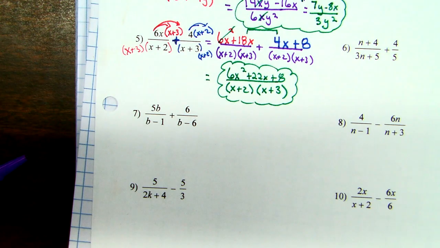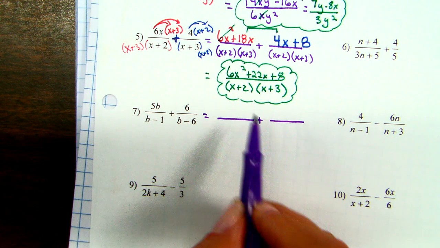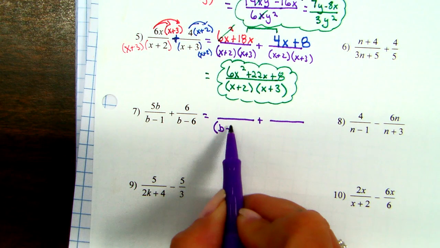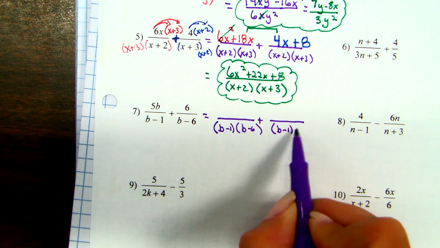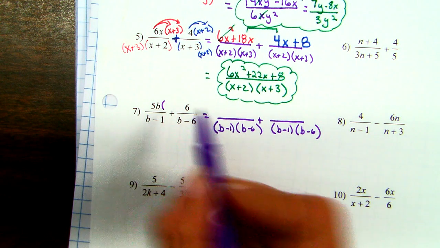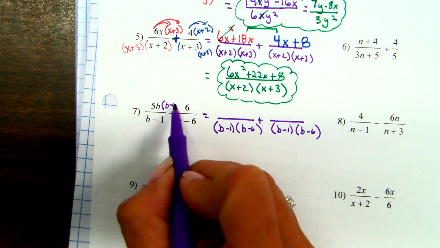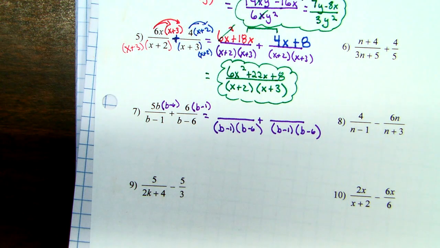Same thing with 7. Still no factoring. This is almost identical to number 5. Look at those two denominators. I need to have both of them represented in my denominator, my common denominator. I'm going to multiply my first numerator by b minus 6, right? And my second denominator by b minus 1. Whatever you're missing in the denominator, we just put it in there, so you have to put it in the numerator.